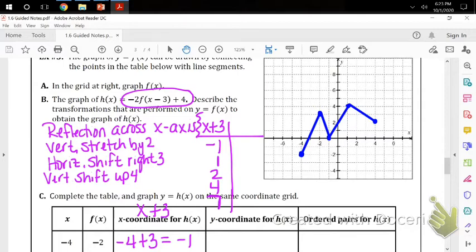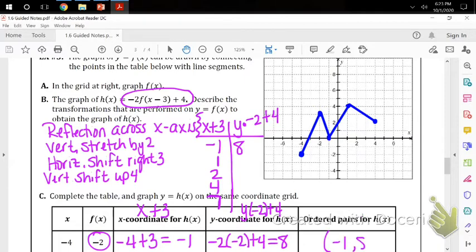So you should have all that written in that column. Now, what's going to happen to our y's? Well, it says negative 2 times on the outside, and it says plus 4. So we're going to take our y's times negative 2, and we're going to add 4. So we're going to do y times negative 2 plus 4. So for this first one, I'm going to use that y value, negative 2 times the negative 2 plus 4. Negative 2 times negative 2 is 4, plus 4 is 8. And so in this last column, if you're writing it as an ordered pair, you would write negative 1, 8.